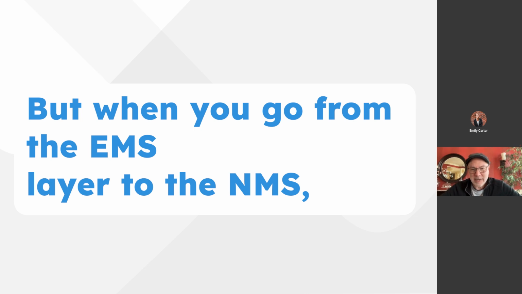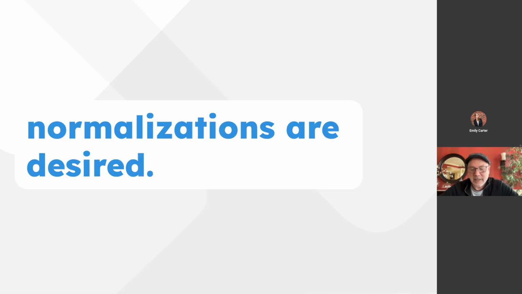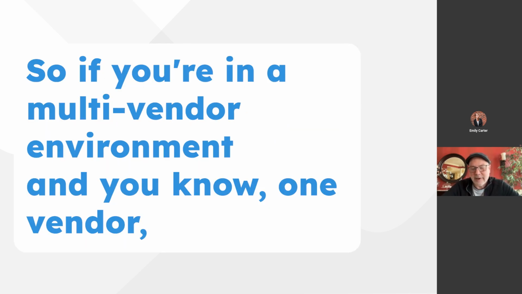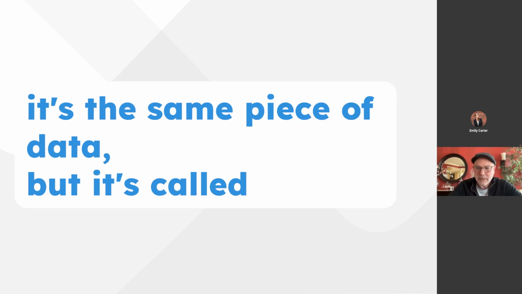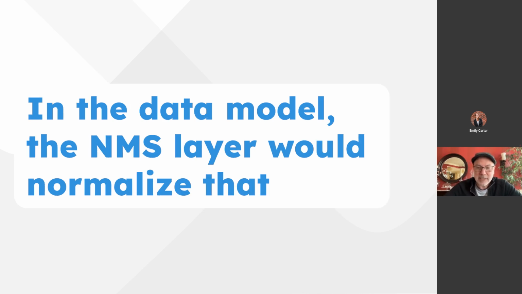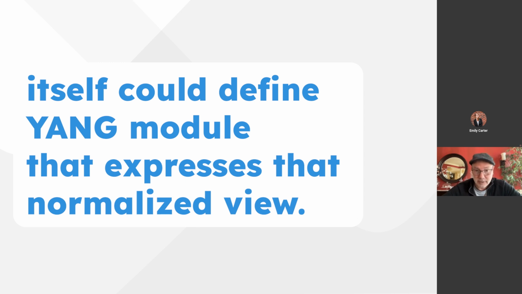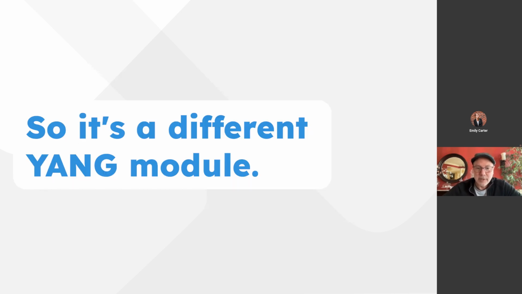But when you go from the EMS layer to the NMS layer, now you're talking about a network-wide view, and here normalizations are desired. So if you're in a multi-vendor environment and it's the same piece of data, but it's called different things or located in different places in the data model, the NMS layer would normalize it and make all those devices look somewhat the same. The NMS layer itself could define a Yang module that expresses that normalized view. So it's a different Yang module.